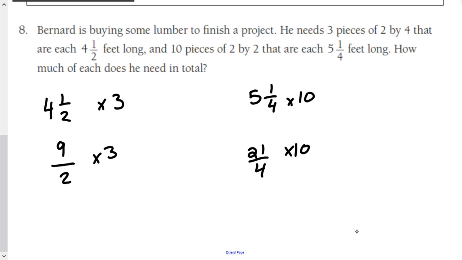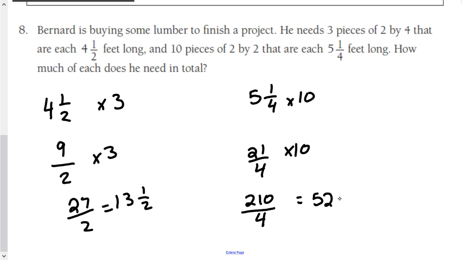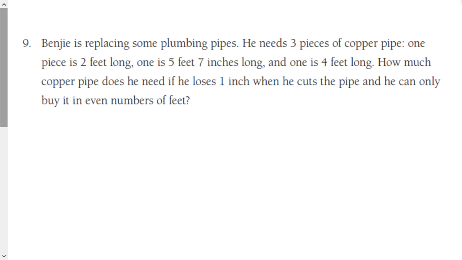Multiply that out, that gives us 27/2, and this is 210 over 4, and let's convert that. So this one converts to 13 and 1/2, and this one converts to 52 and 1/2 pieces of lumber. So this is how much I need in total for each.